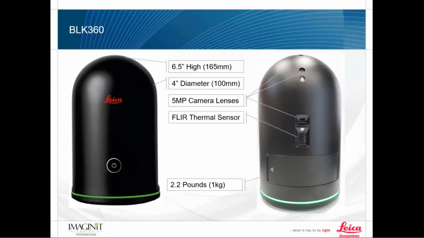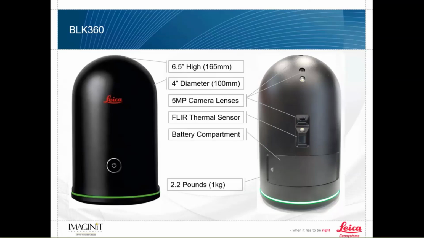The other thing that is really unique to the BLK360 is a FLIR thermal sensor built into the scanner. Okay? This has the ability to give us up to 70 degrees vertical of infrared data. So if you're looking for hot and cold spots within a building, you can use the FLIR thermal sensor to scan and then bring that into the software and find out where those hot and cold temperatures are.